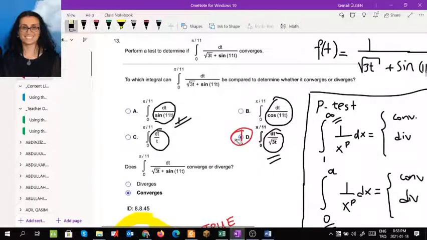Okay, let me erase the one in the middle here. This is the answer. It asks, does this converge or diverge? Of course it converges, because by the comparison test, since this is finite, it's going to be convergent. So the answer is convergence. Okay, let's see what we have next.